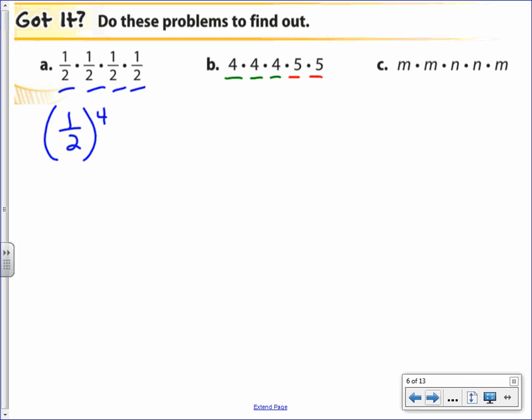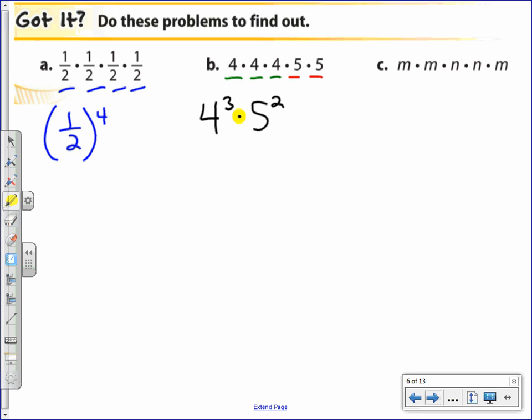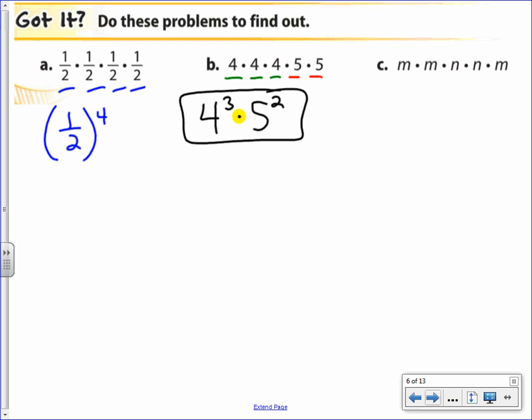So in order to write this in exponential form, I count up how many 4s I have as repeated factors, and there are 3 of them, so 4 cubed, or 4 to the third power. And then I have 2 5s, so it's 5 squared, or 5 to the second power. When I'm using numbers, I do put that multiplication sign in between them, but when I'm using variables, I do not. So 4 cubed times 5 squared, or 4 to the third power, times 5 to the second power.